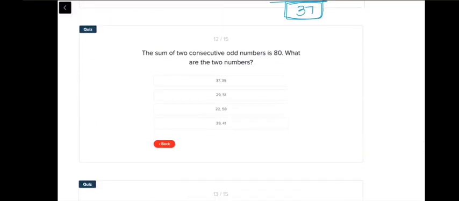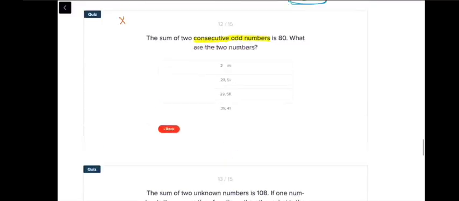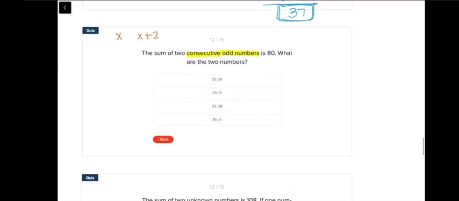In this problem, it says the sum of 2 consecutive odd numbers is 80. What are the 2 numbers? So in this problem, we are working with consecutive numbers, but we're focusing on just odd numbers. So instead of just jumping plus 1, we're actually going to jump plus 2. So let's say the first number is x, then the next consecutive odd number would be x plus 2. That would be the next odd number. Now the sum of these 2 numbers has to equal 80.